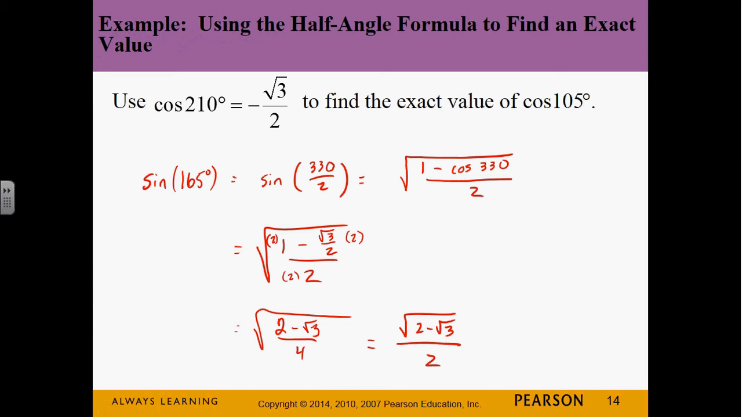Walt, you got a question? Because it's the square root, I separated the square root into the top and the bottom. So the square root of 4 is just 2. Okay?